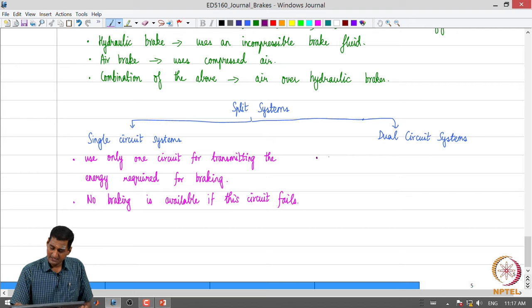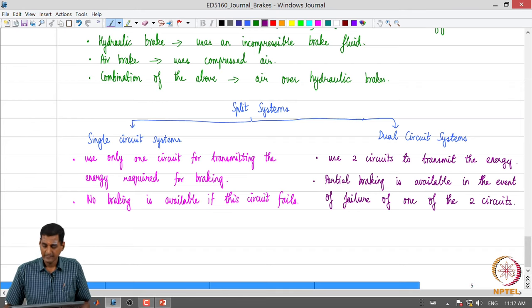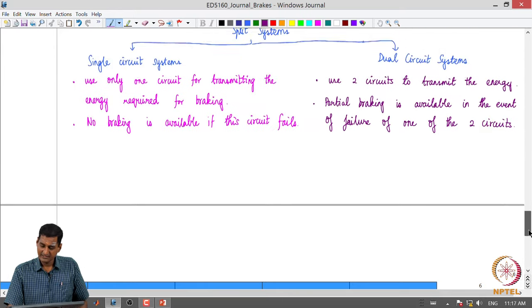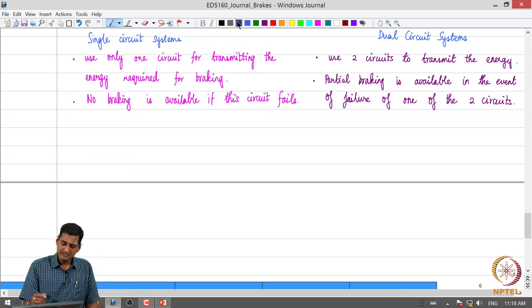So dual circuit systems use two circuits to transmit this energy. And the main advantage, as we would have realized, is that partial braking is available in the event of failure of one of the two circuits. That is a big advantage, is it not? So we still have partial braking capacity even if one circuit fails. So that is an advantage of a dual circuit brake system. We will see how they are realized in hydraulic and air brakes as we go on. So that is the energy transmitting medium and circuit.